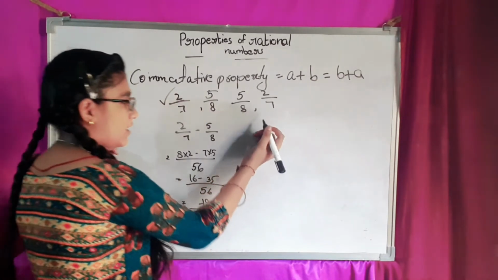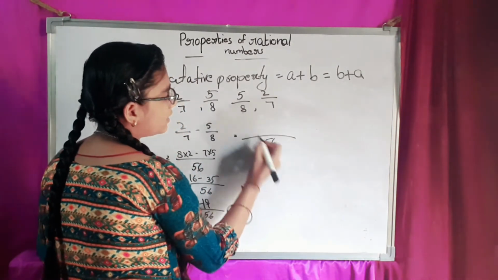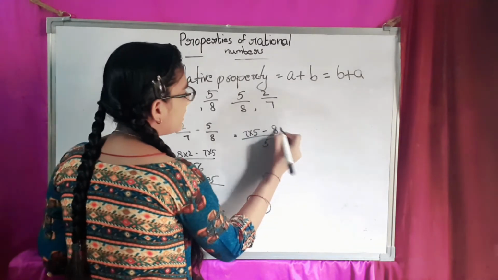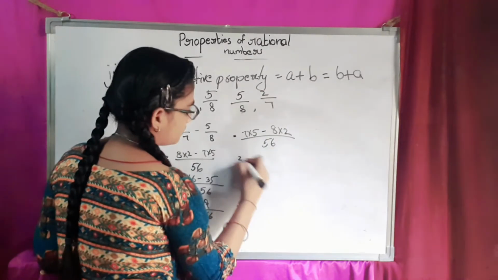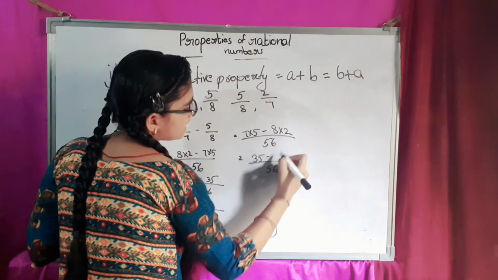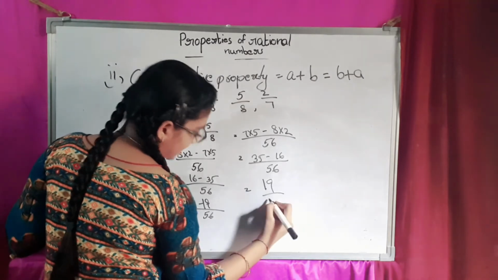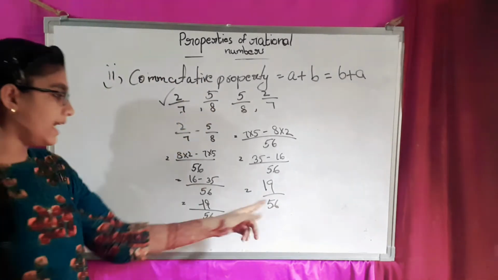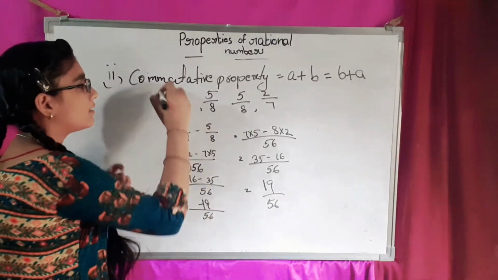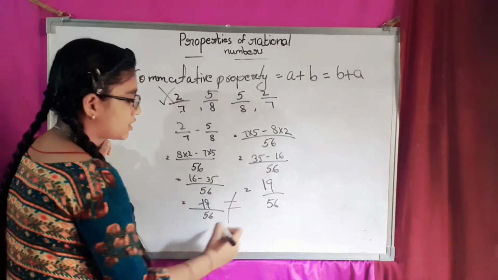Now we will do the reverse order. Reverse order means 7 into 5 minus 8 into 2. With 56, 7 5s are 35 minus 8 into 2, 16. Here the answer is only 19, positive 19, not minus 19. So the commutative property is not satisfied in subtraction, because these two are not equal.